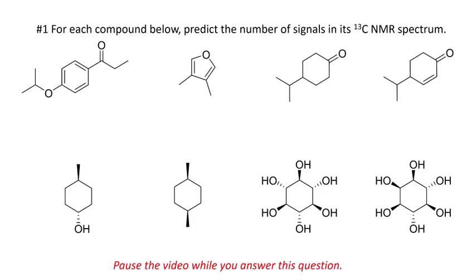Okay, here we go. Number 1, for each compound below, predict the number of signals in its C13 NMR spectrum. Pause the video while you answer this question. I'll be back in a minute.